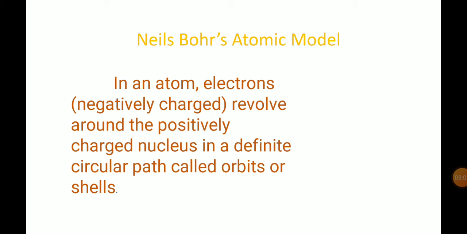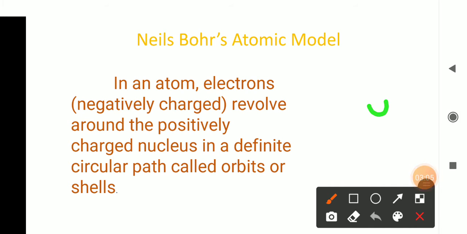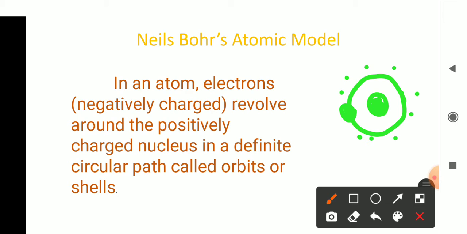Let me draw the simplest diagram of this representation. Just imagine, students, this is the nucleus which is located at the center of an atom, and this is the orbit. This is the circular path in which the electron is present, and in this path the electron keeps circulating around the positively charged nucleus. So this is postulate number 1.